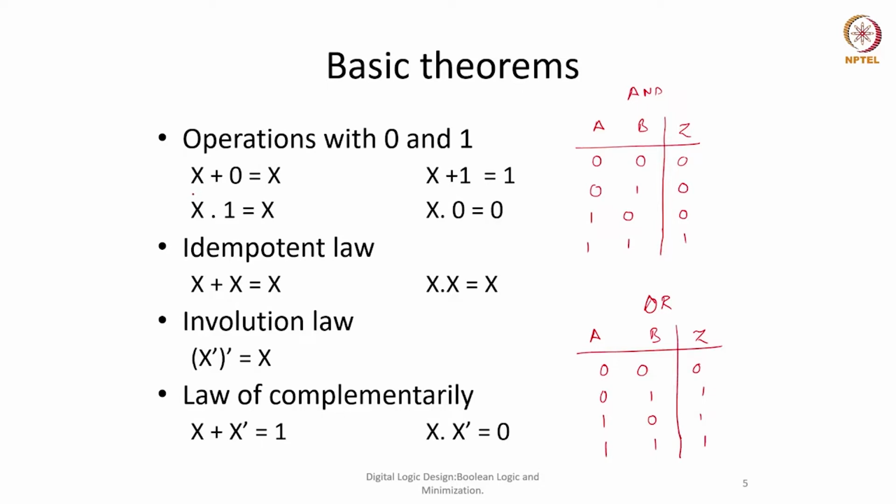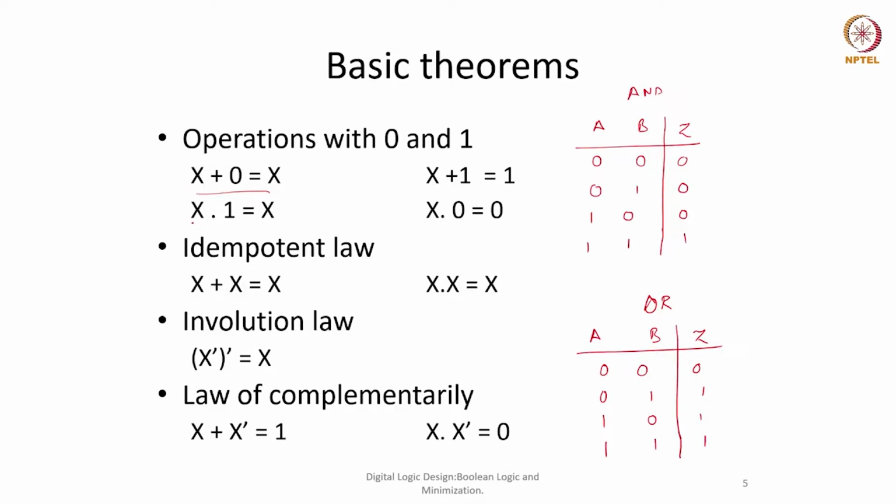And this is what is written over here: if I am doing an OR with a 0, then the variable will remain the same. Similarly, if I am doing an OR operation with 1, my output is going to be 1. So I am saying either variable x OR 1. That means whatever the value of x, whether it is 0 or 1, my output is always going to be 1.